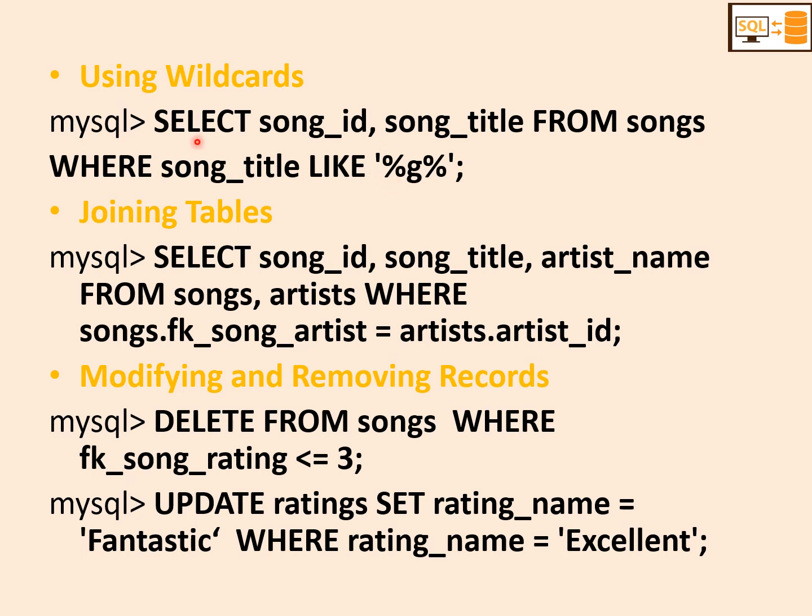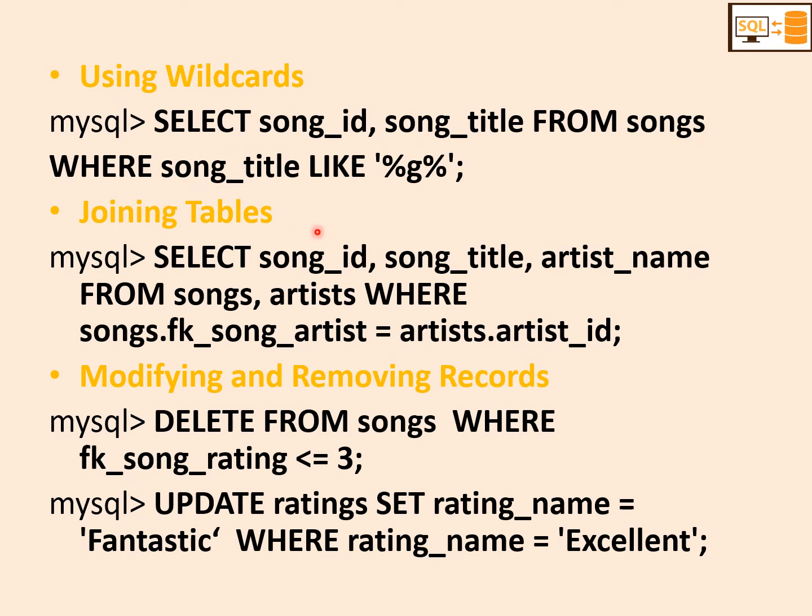This expression means we have to extract the song ID and title from the songs table, where the song title is like some data, with G in the middle and some value after G. That is, from the songs table we select the song titles with this condition: some data, then G, and then some data. Such title records should be extracted from the table. From those selected records, we display the attributes song ID and song title.